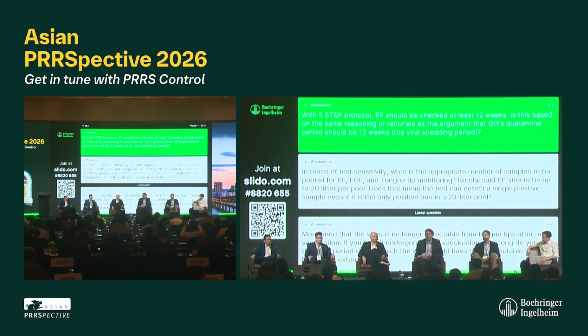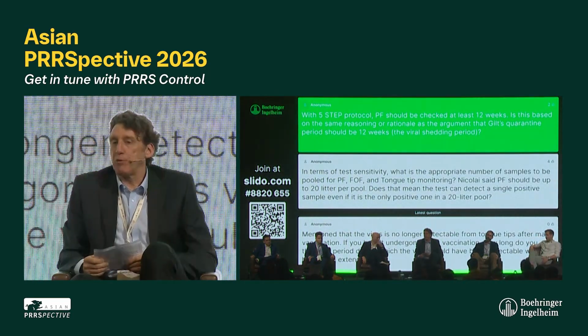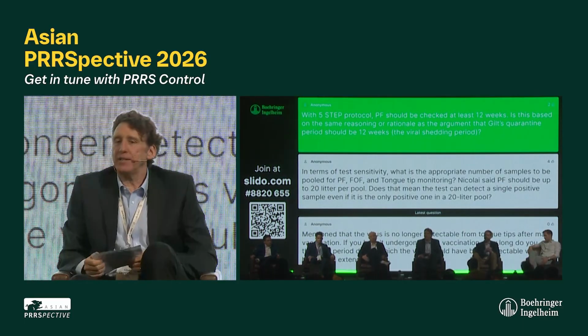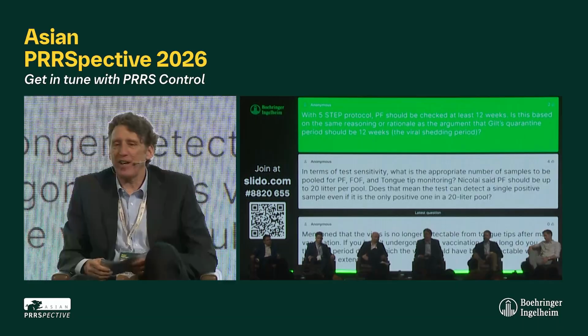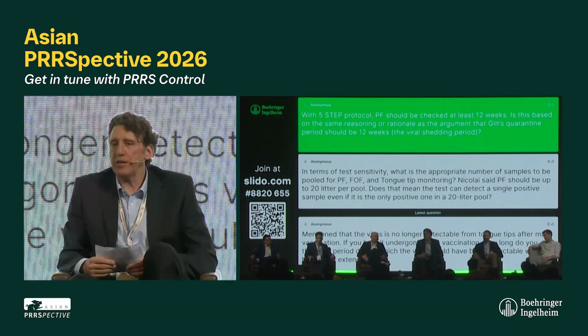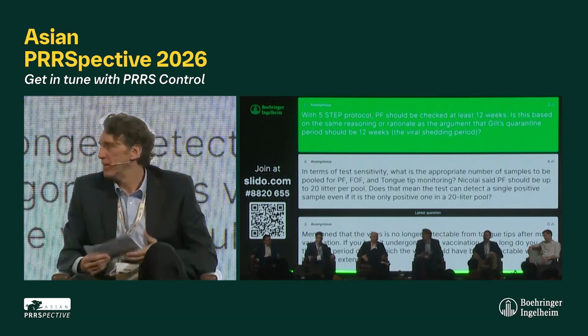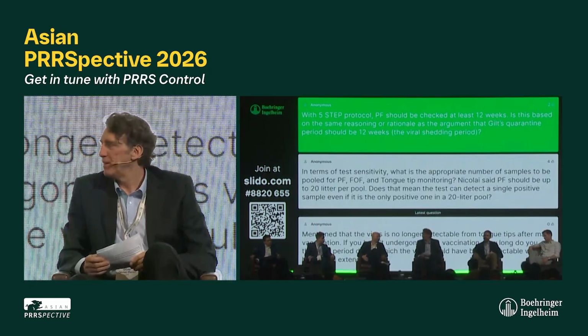Next one. With the 5-step protocol, I guess processing fluid should be checked at least 12 weeks. Is this based on the same reasoning or rationale as the argument that gilt quarantine period should be 12 weeks, based on the viral shedding period?